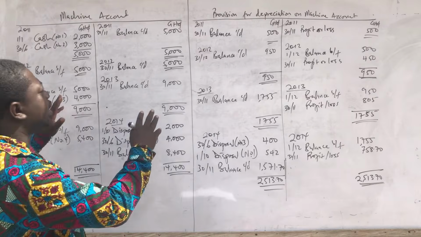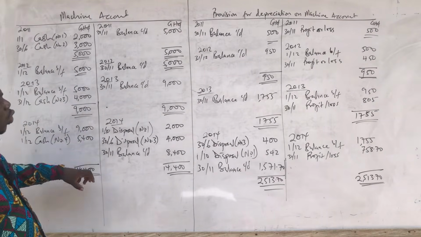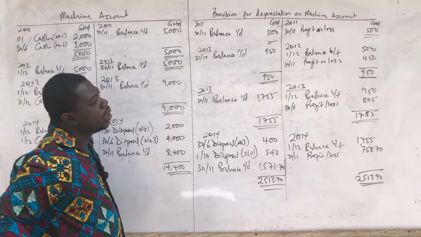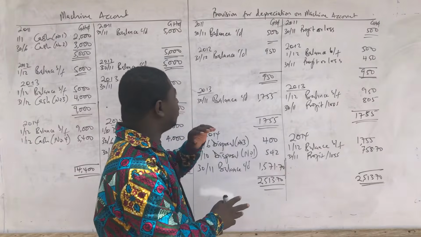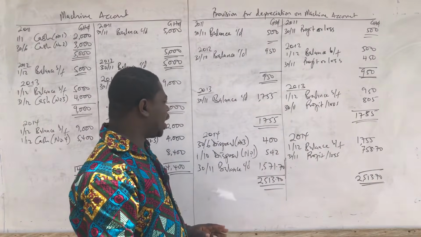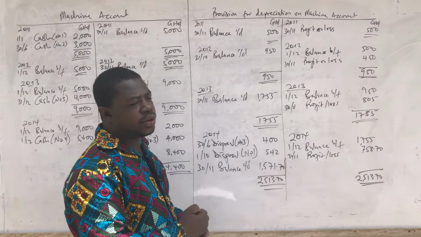Remember that the difference is that when it comes to the machine account, we are interested in the cost. And so when we are taking out anything for disposal, we take out the cost. When we come to the provision for depreciation, it is on the depreciation for the year. And when we are transferring anything out on disposal, it is accumulated depreciation on the asset.